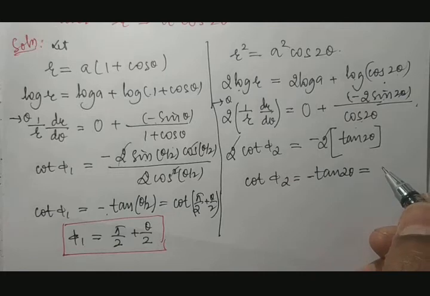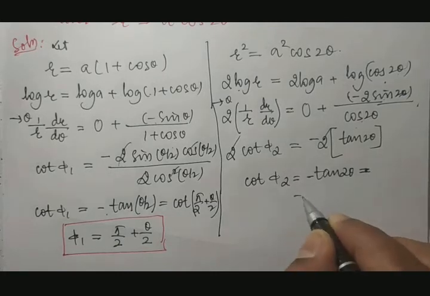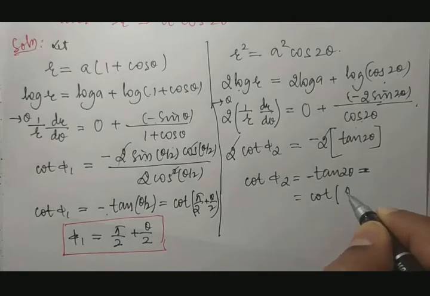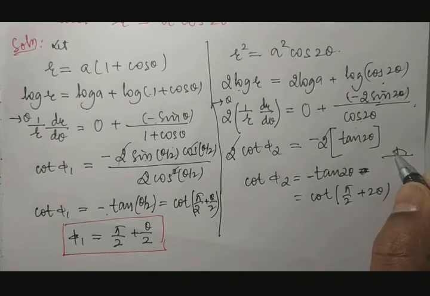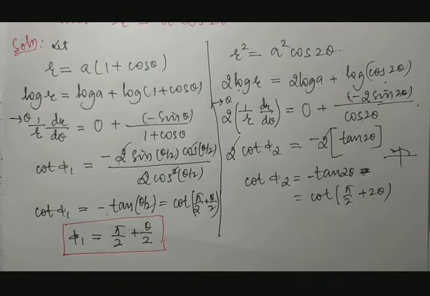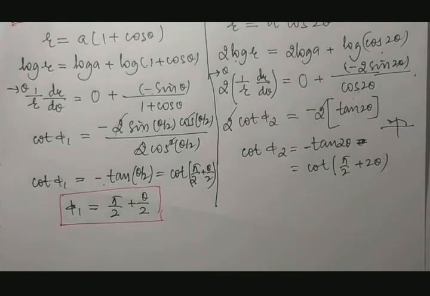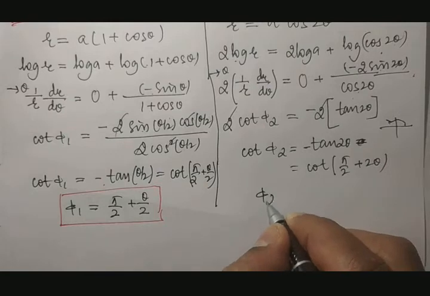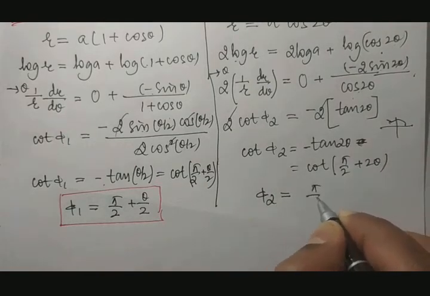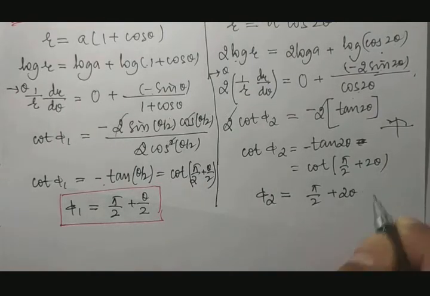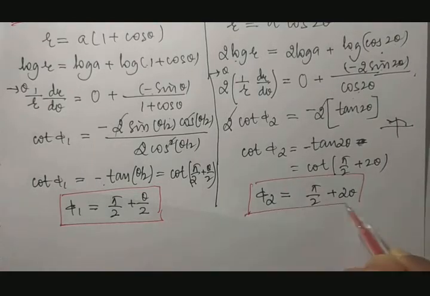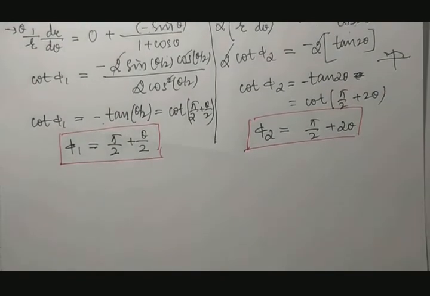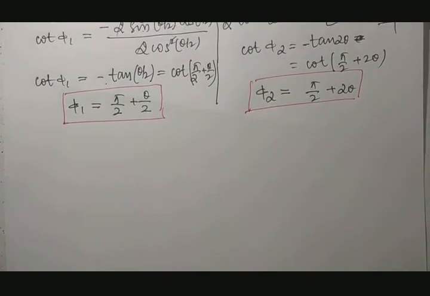Further, it can be taken as cot of 90 degree plus 2 theta, because it has to be pushed into the second quadrant. So it is 90 degree plus angle. Therefore, phi 2 is equal to pi by 2 plus 2 theta. So this is the second angle between radius vector and tangent.